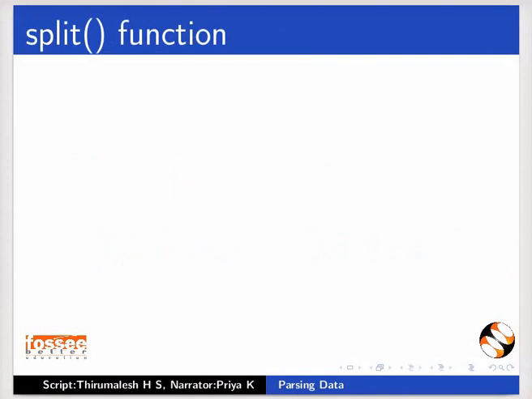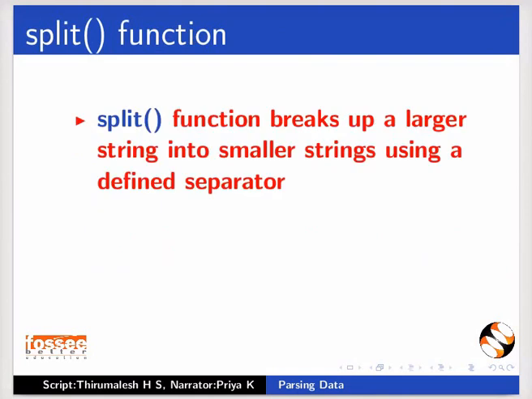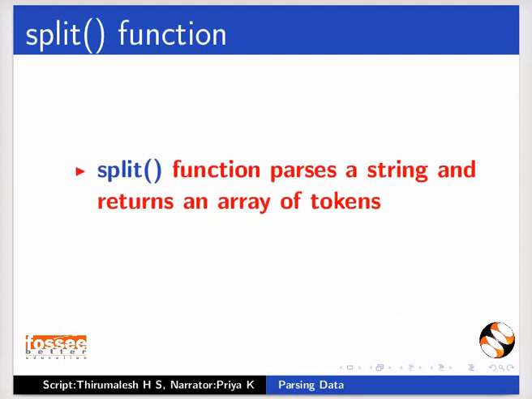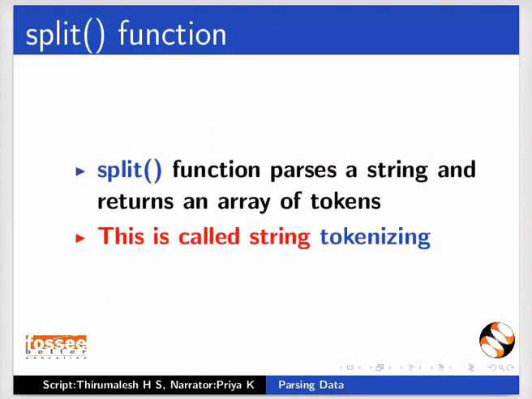Next, we will learn about split function. Split function breaks up a larger string into smaller strings using a defined separator. If no argument is specified, then whitespace is used as default separator. The syntax is str.split(argument). The split function parses a string and returns an array of tokens. This is called string tokenizing.